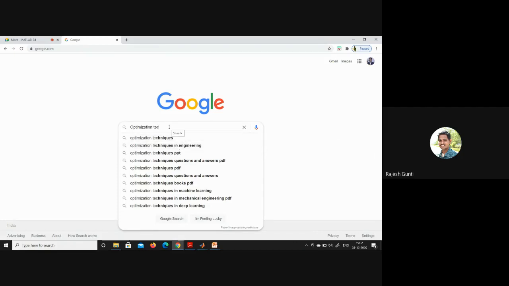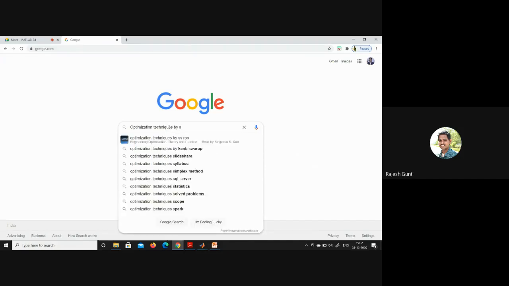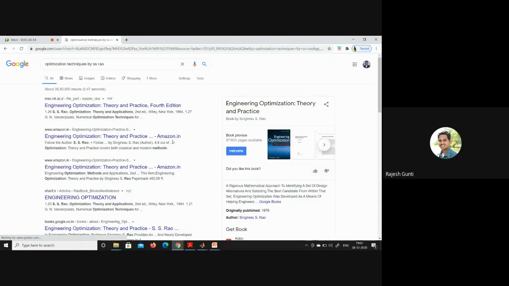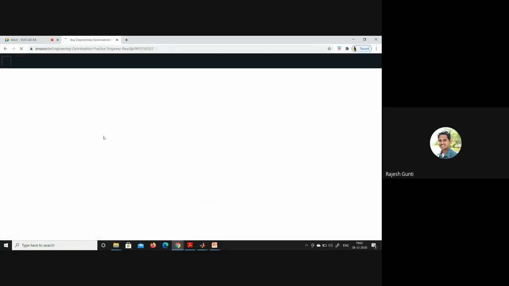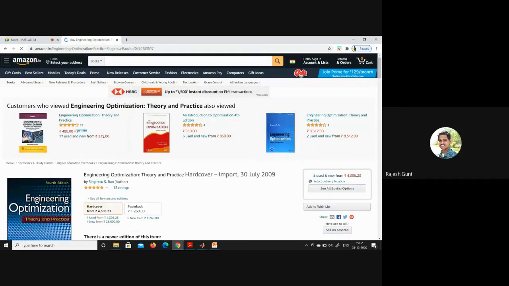Automation. Techniques. This is wrong. This is wrong. It's a famous book. We'll open this in Amazon, so that we'll get... yes, this is the book.